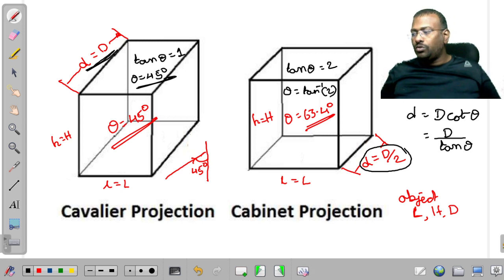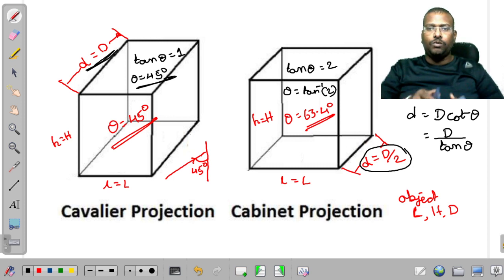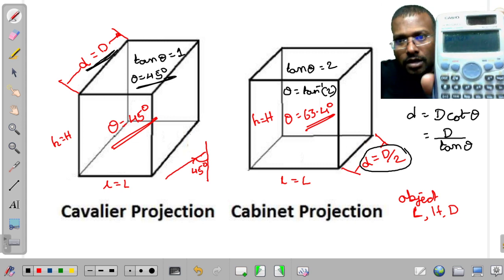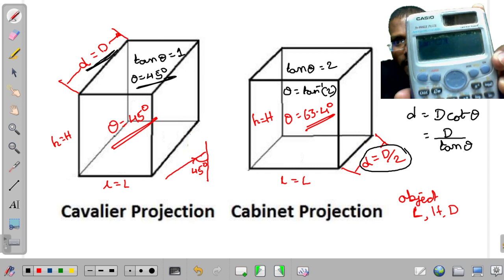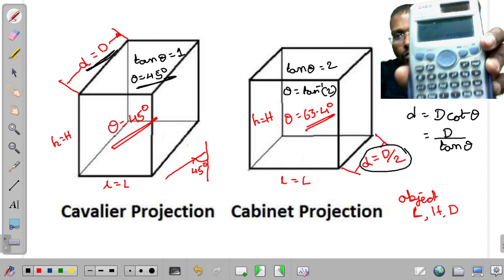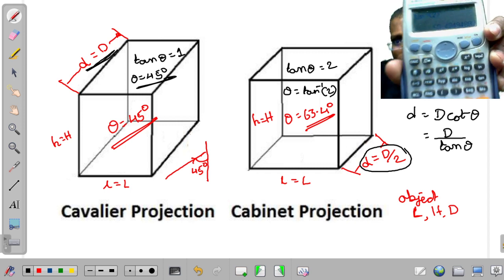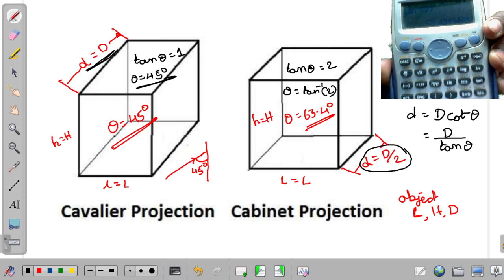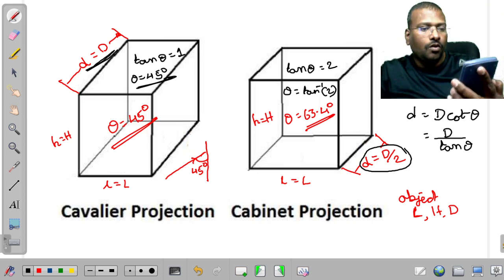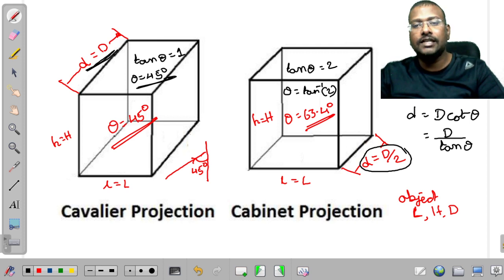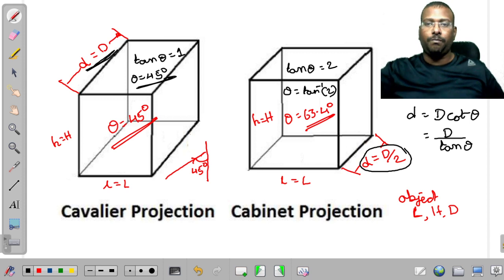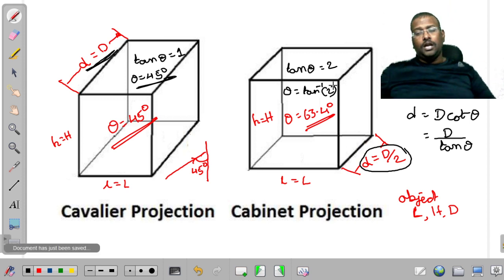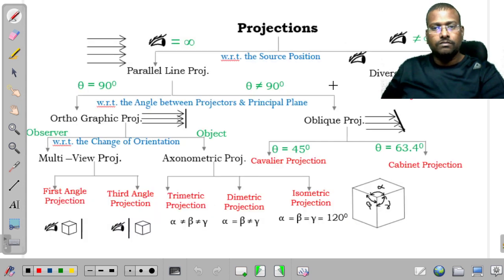What is the tan inverse 2? Just calculate with the calculator, we can check it out. So shift, tan inverse 2. This value, oh my god, it is not going to be that visible. Tan inverse 2, if I make it equal to, what is the value I am going to get? 63.4349. That's why we are going to consider 63.4 degrees for the cabinet projection. So these two are important, and how we got them, I also gave it here.